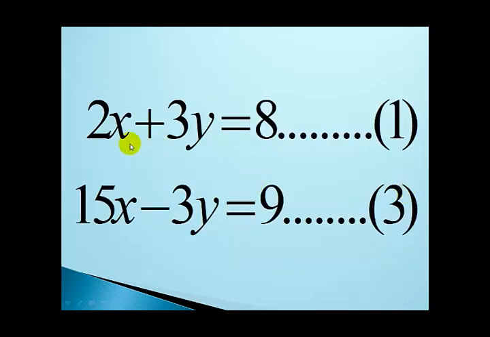So now we have these two equations, equation 1 and equation 3. We have 2x plus 3y equals 8 from equation 1. Then 15x minus 3y equals 9. This is our equation 3. Now we can see that the coefficients are the same, that is 3 and 3, but the signs are opposite. Because the signs are opposite, we are going to add the two equations together. If the signs are the same, you subtract one from the other. We add the two equations together so that we can eliminate y, and at the end we find x.